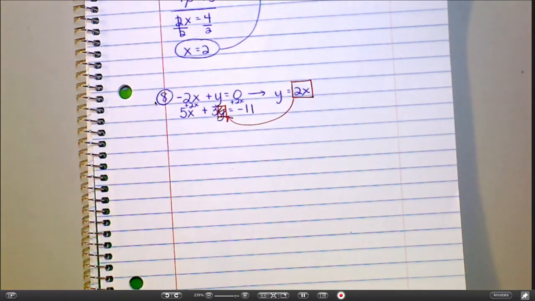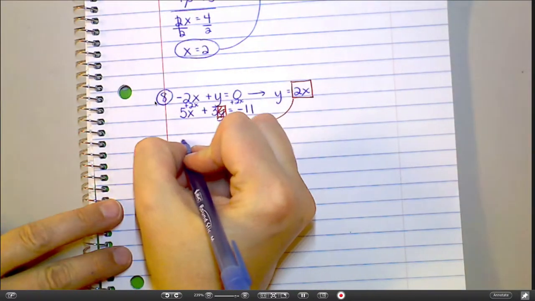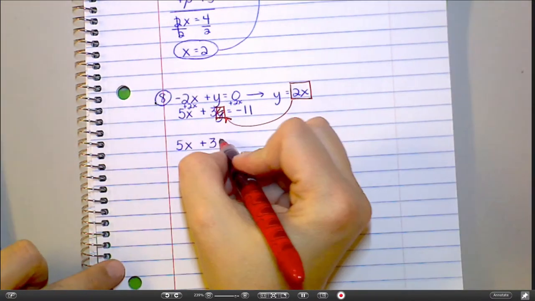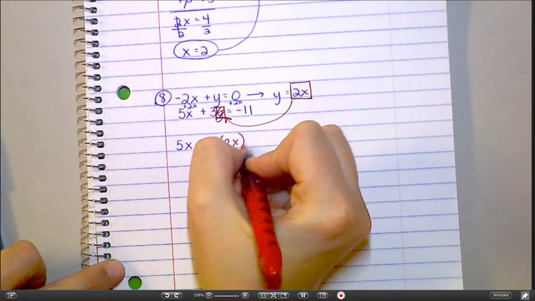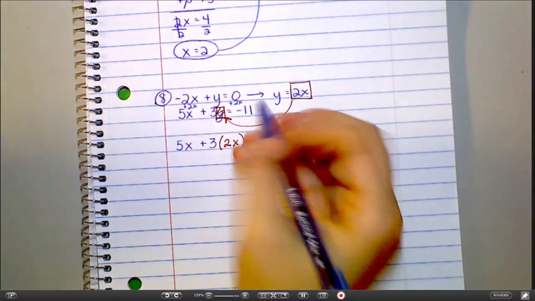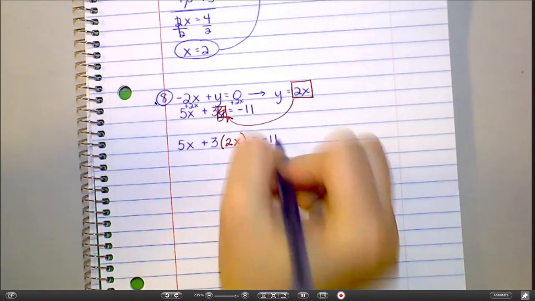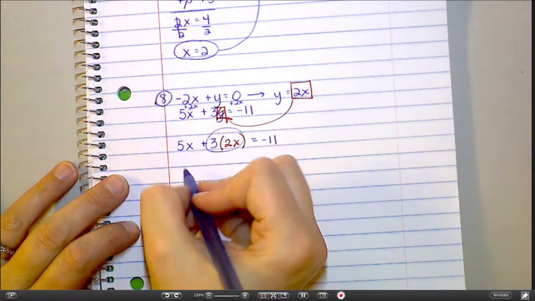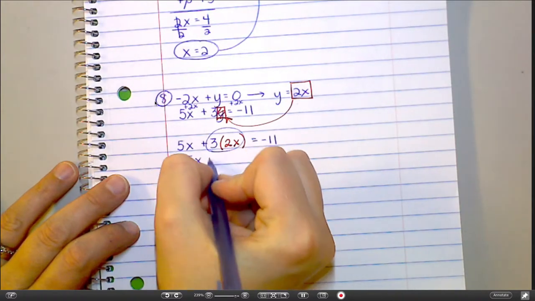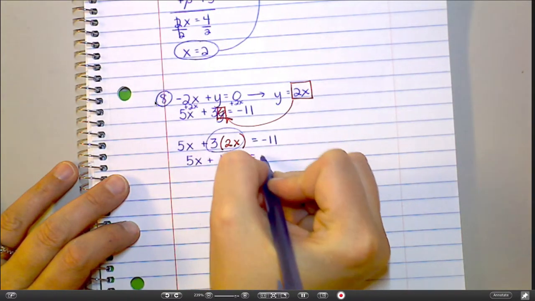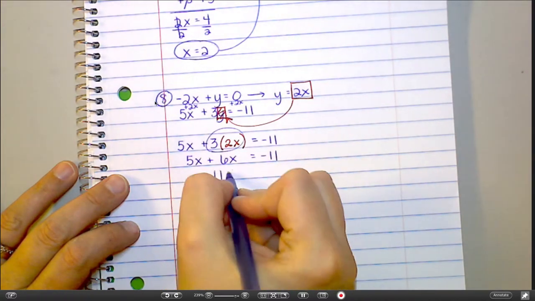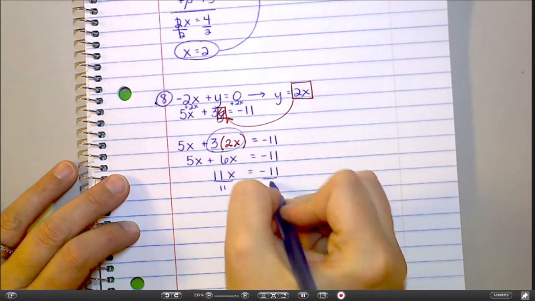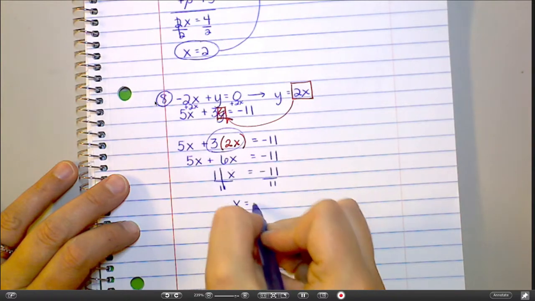Okay? Yeah. So now that's going to read 5x plus 3 times 2x equals negative 11. Okay, so I put that 2x in for y down here. This can now just become a 6x. So 5x plus 6x equals negative 11. So that's 11x equals negative 11. Divide by 11. And you're going to get negative 1. X is negative 1. Yep.